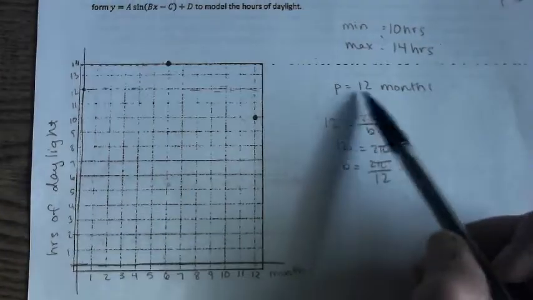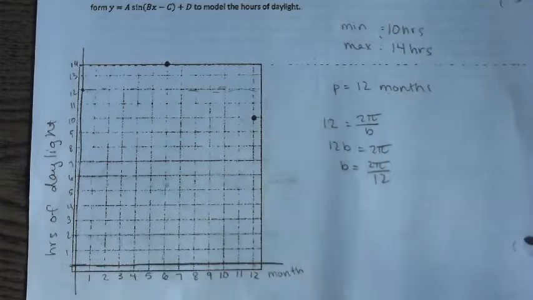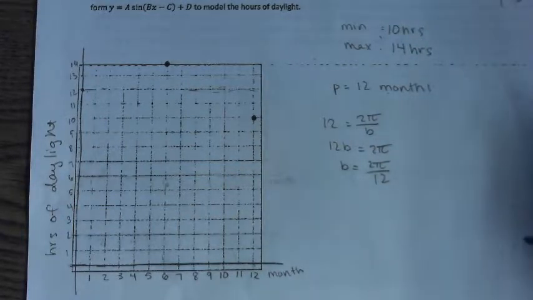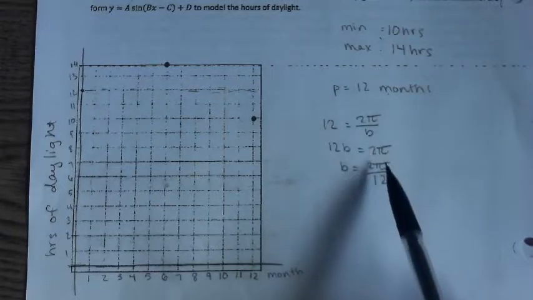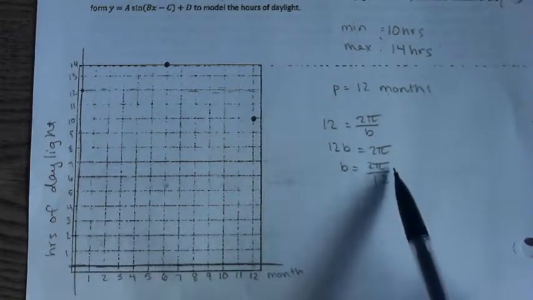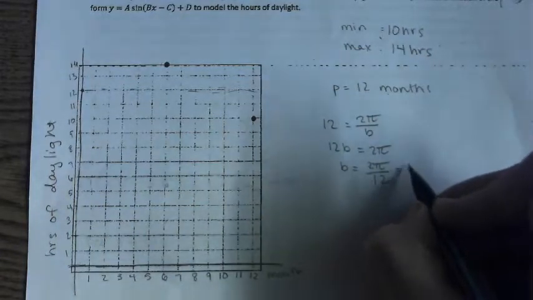We know that the period is 12 months. Did they say something like that, or is that just what we know because we know how the year works? Yeah, we just know how the year and the calendar works. So we have a period of 12 months, so 12 months equals 2 pi over b, and we solve for b. B is 2 pi over 12, which does reduce to pi over 6.